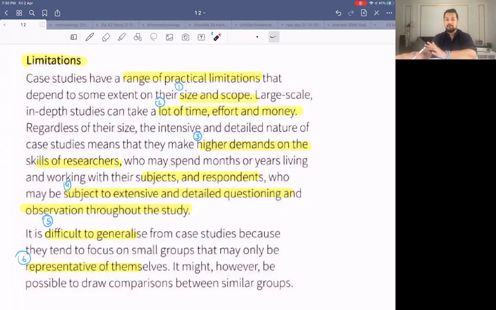If the group that you've chosen to collect your sample from isn't really representative of your target population, in that case, the chances of your findings being generalizable to the target population would automatically come down. Do we get this? Yes, sir. It might, however, be possible to draw comparisons between similar groups. Like I said, this is the first thing that we spoke about when we started off with case studies. I hope everyone gets this.